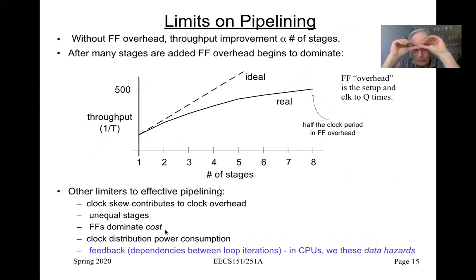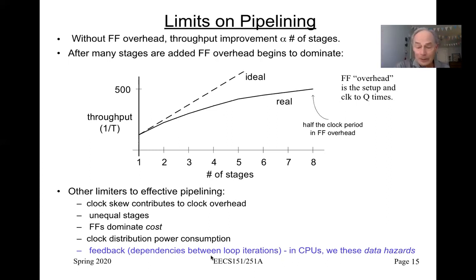Also, as you pipeline to smaller and smaller stages, you have to add more and more flip-flops, and that becomes a cost to the implementation. It may get too expensive after a while to keep adding more and more registers and flip-flops. And then as you add more flip-flops, you have to distribute the clock to those flip-flops, and there's more power consumption associated with clock distribution. And then the big one, and perhaps the most serious one, is feedback. That's when we have dependencies between loop iterations.